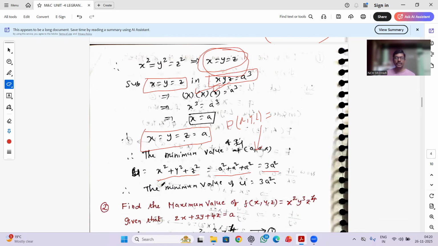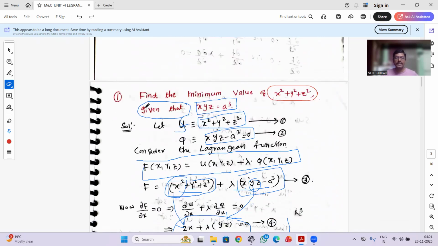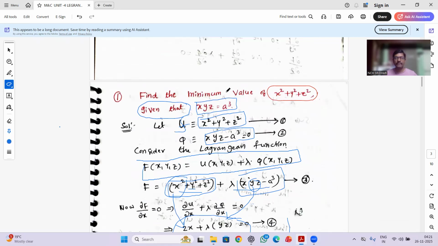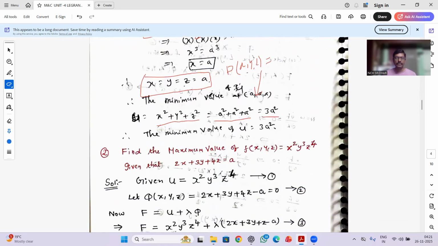Therefore, in the question only it is given to find the minimum value, because this is the disadvantage in the Lagrange's multiplier method. We can't find whether the function has a maximum or minimum value. You can just find the stationary point, as we discussed earlier. That's why in the question it is asked whether we need to find the minimum value or maximum value. Clearly the question says minimum. So the minimum value of f according to the given condition is 3a square. Is it clear, all of you students?